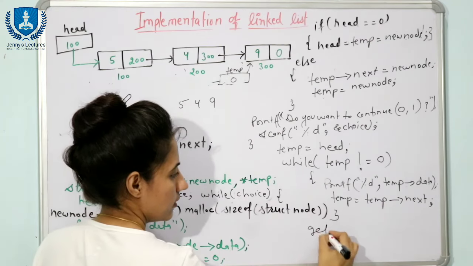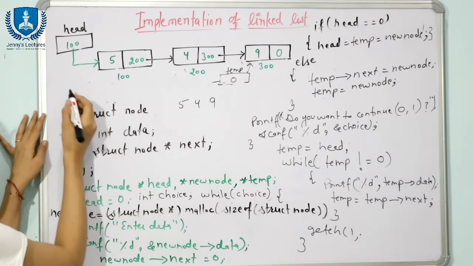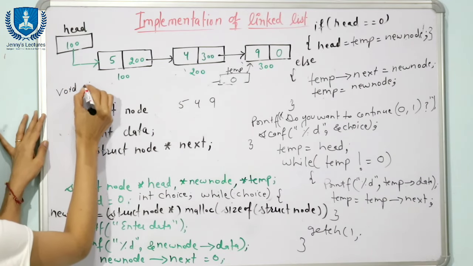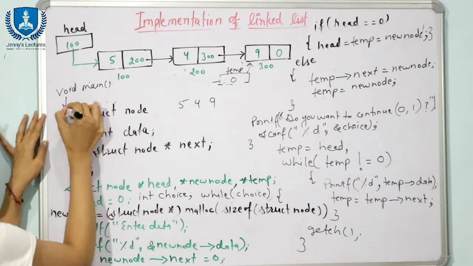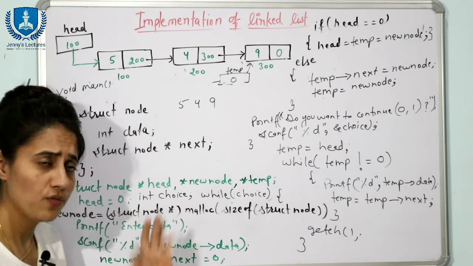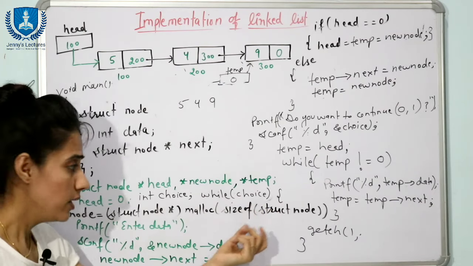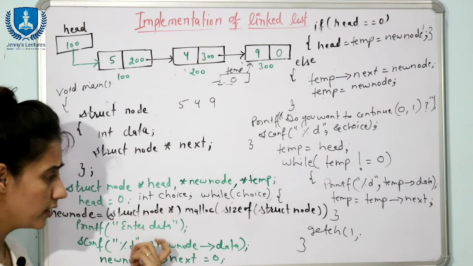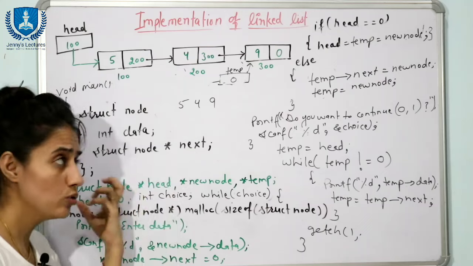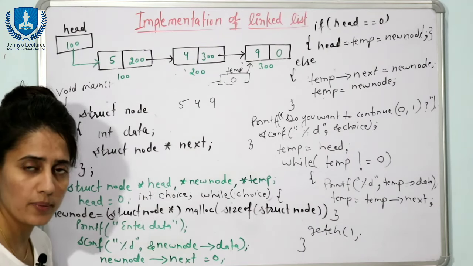So here you can write getch, and this code you are going to write in the void main function. Fine. Or you can simply create functions like create node or display. Fine. And you can write this coding into those functions and call those functions in the main function, or you can directly write this coding in the main function.